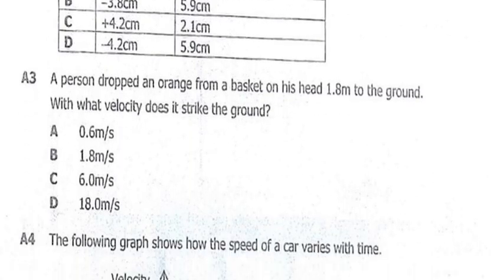A person dropped an orange from a basket on his head 1.8 meters to the ground. With what velocity does it strike the ground? Alright, now with what velocity does it strike the ground? So look at it, a person dropped an orange. If you're dropping something, that is actually coming down, on his head, so the height was 1.8 meters to the ground, then with what velocity does it strike the ground? So we're actually looking for velocity here.